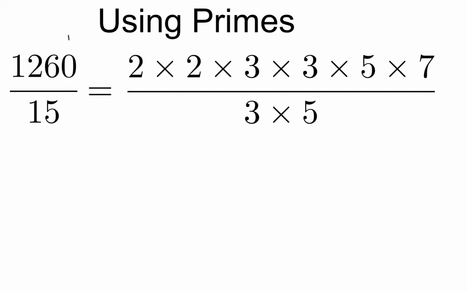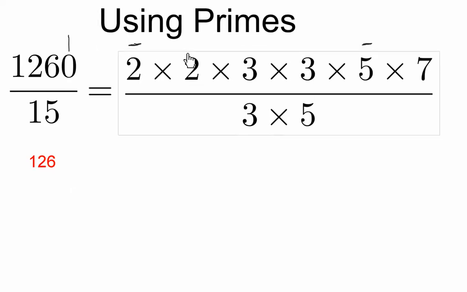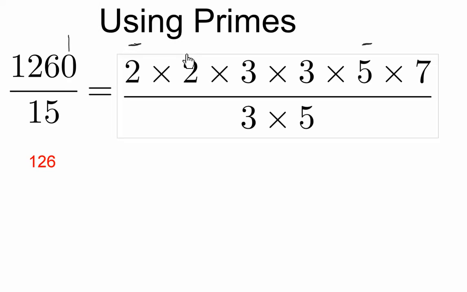because I've got the 0, I know that I've got 2 times 5, because that's 10. And then that leaves me with 126. 126 is an even number, so I know I've got another 2 in there. I've got another 2 in here that I can take out. And that leaves me with 63.